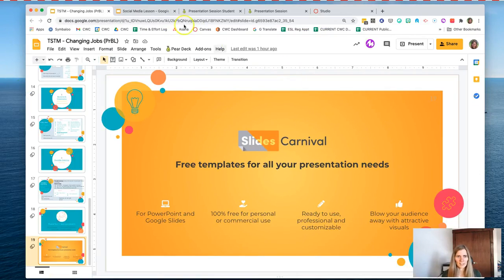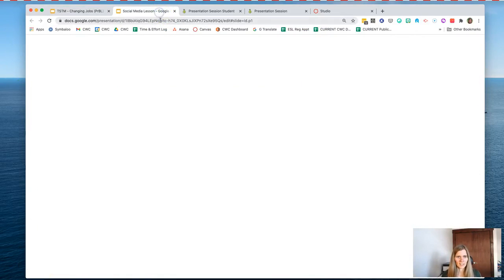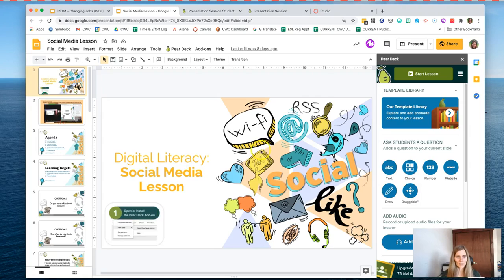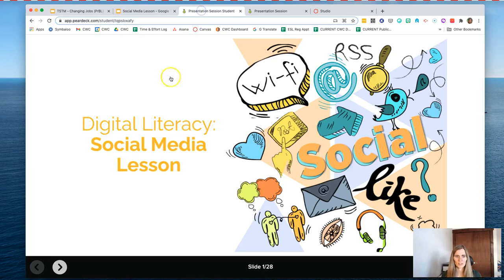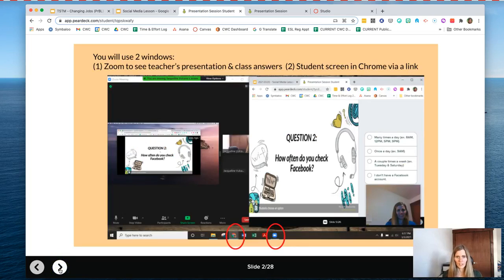The second lesson that I did was on social media. I used the Pear Deck Chrome extension for this one. So this is what the students see on their side. And they need 2 windows open, a Zoom window and then their Chrome browser, which I give a link for each one.